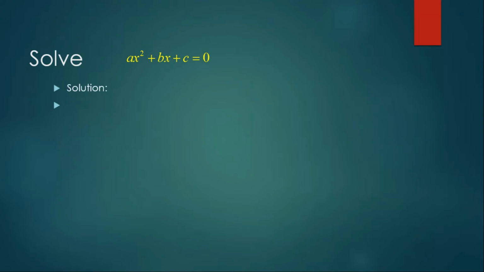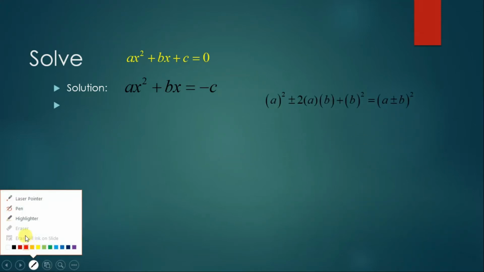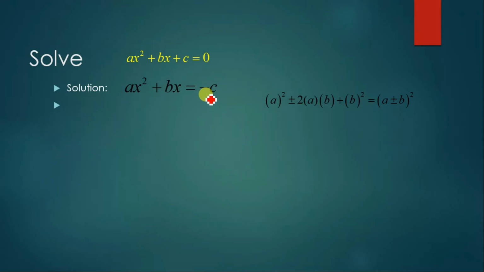Solve ax squared plus bx plus c equal to 0. We take c on the other side. It will become minus c. As ax squared is not a perfect square, we have to remove this a. For this, we divide the whole equation by a, and we will get x squared plus b upon a into x equals minus c upon a.